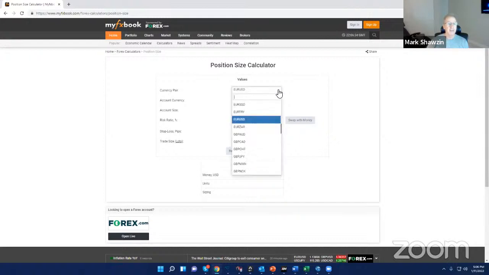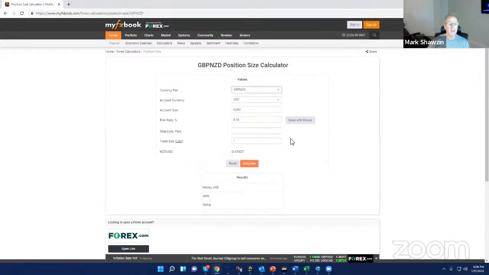So let's say, for instance, in the pound New Zealand dollar, you just come down here, scroll down, find your pair, and then you put your stop loss. And typically I like to keep my stop losses wide in the pound New Zealand dollar. Let's say it's 187 pips. So now this is where it's a bit tricky. They've really changed it. They've made it much more complicated.